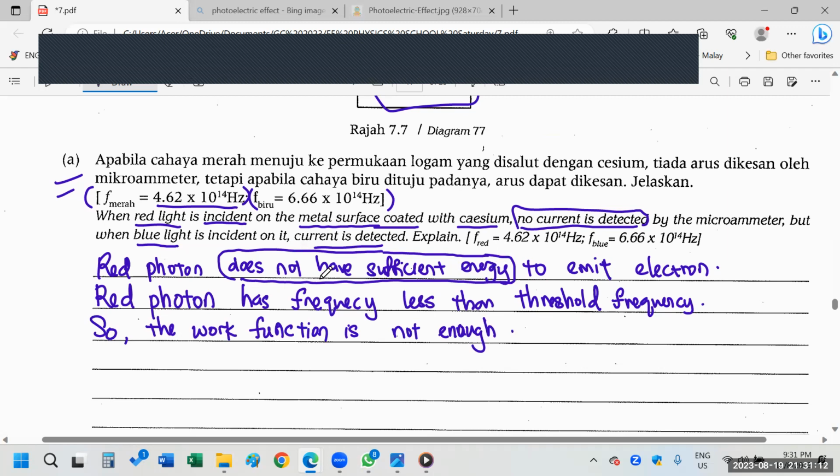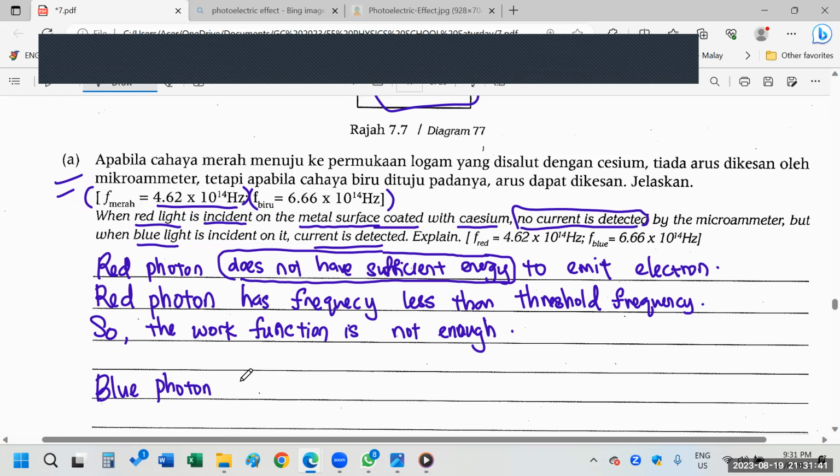So it does not have sufficient energy to emit electron. Then why blue? Blue ray, blue light, means blue photon. Photon means light energy, the packet of energy. You think about this first. Actually, it's more complicated, but you just remember photon is light energy.